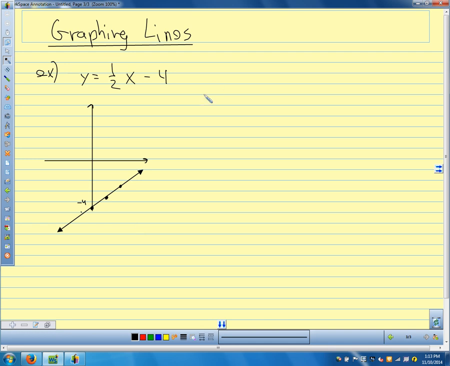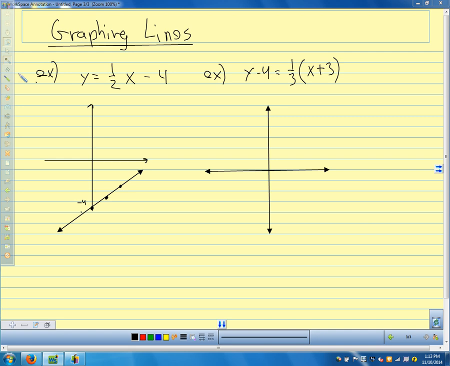All right, let's look at the next example. y minus 4 equals 1/3 (x plus 3). So we want to graph that equation. So you have your nice grid. I'll just draw my thing there. All right, so where do we start this graph?